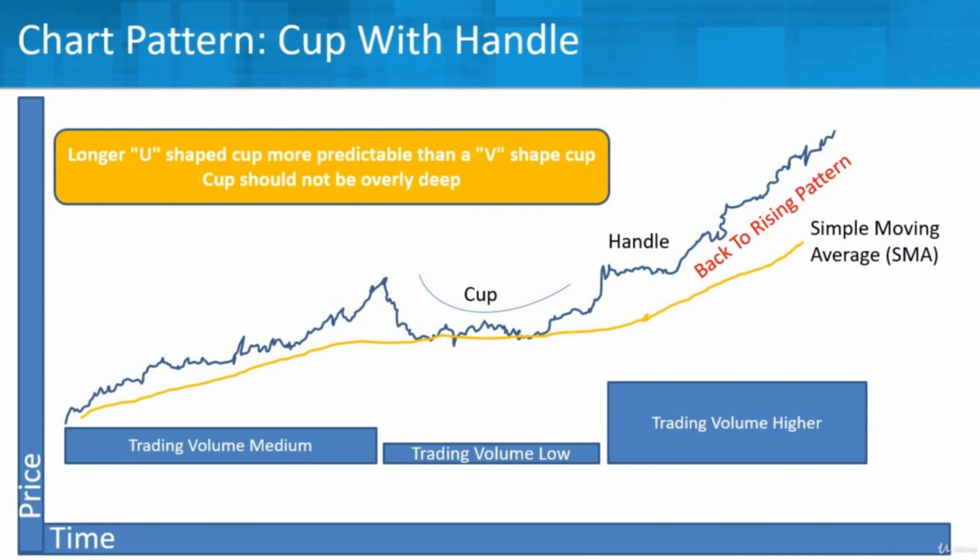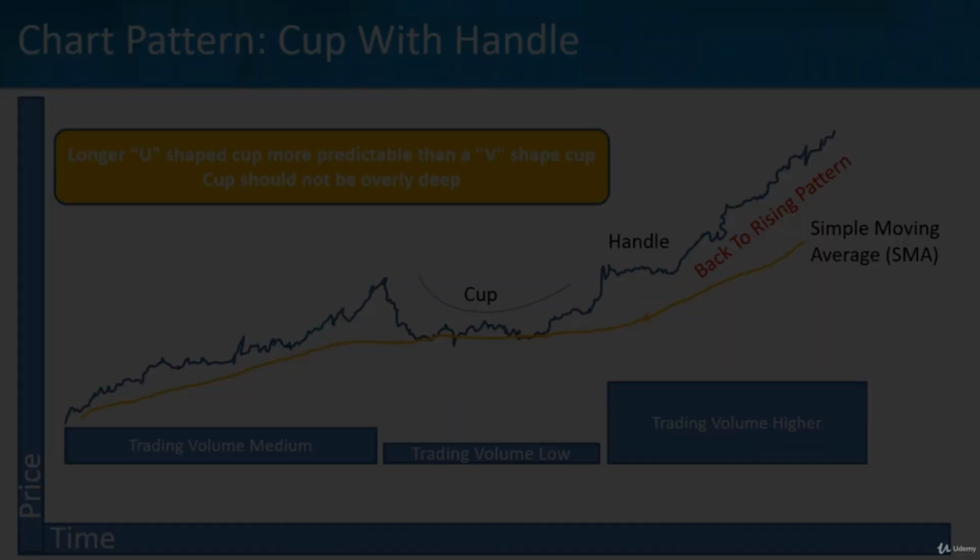So look for U shapes, longer U shapes on the cups to be more confirming, and then also look that the cup is not overly deep, and that'll really help you as well. So you probably saw there, you're saying, wow, that's a lot going on with a cup and a handle. It looks nice, but I got to really wait for that pattern to develop. And that's true. And you have to let it develop.